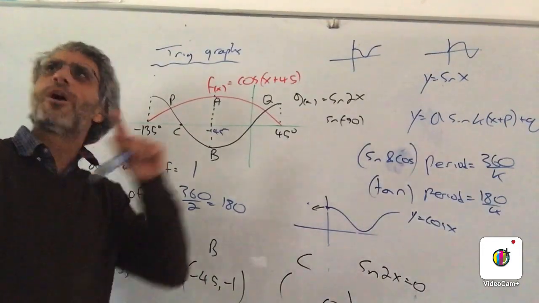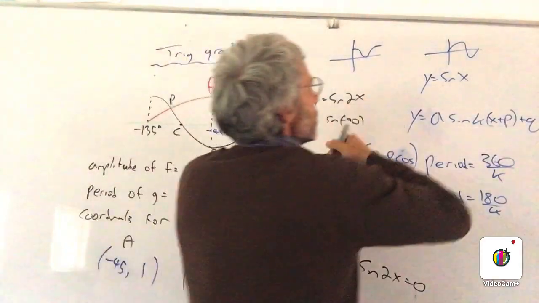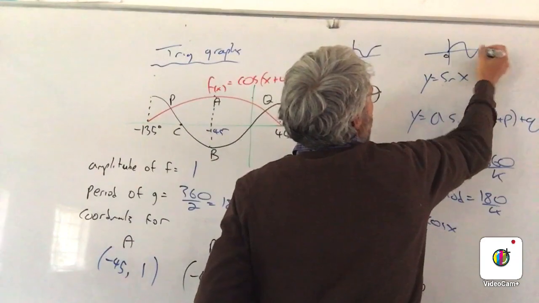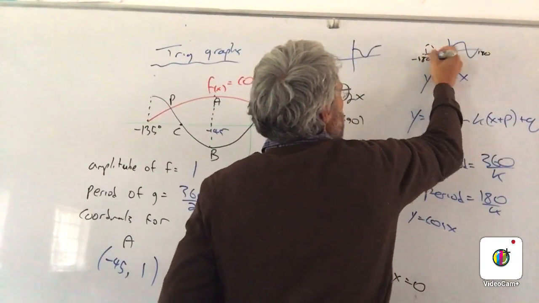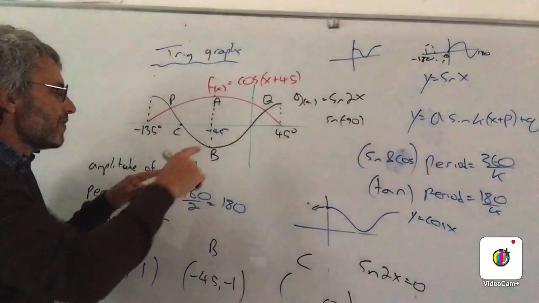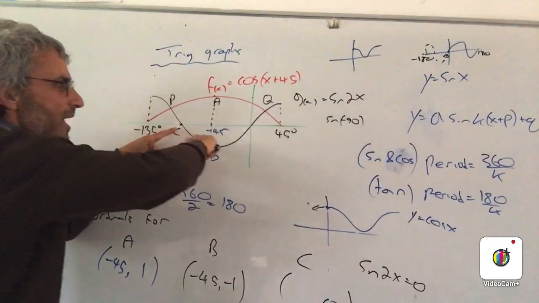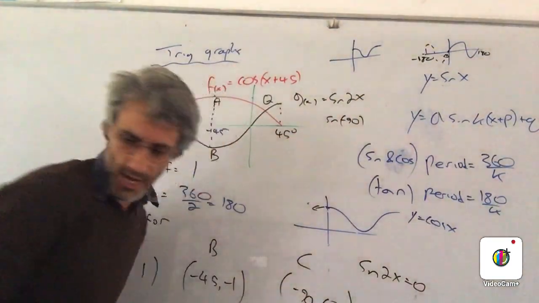Sine is 0 at minus 180, right? Okay, here we go. Sine is 0 at 0 and at 180, and if I go in the other direction, also at minus 180. So if I've got 0, it's here. But if I want to have minus 180, I need the x to be minus 90. So the answer is minus 90.